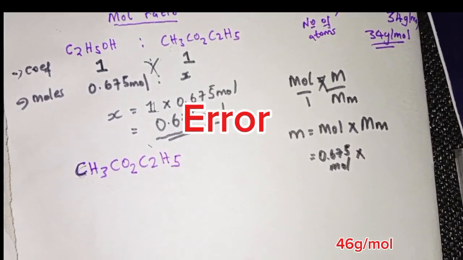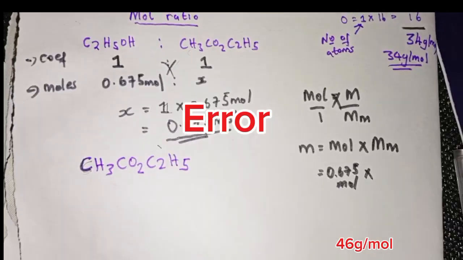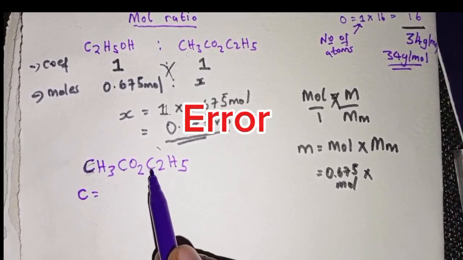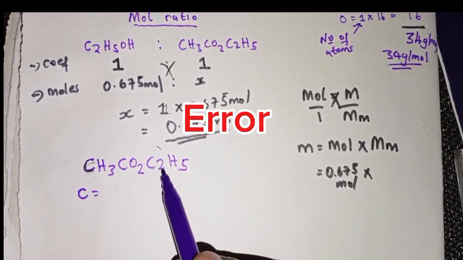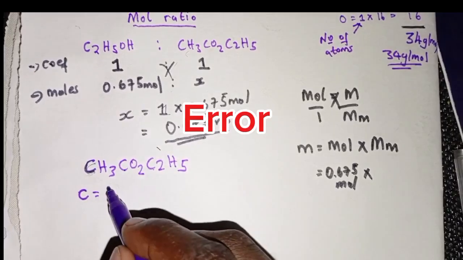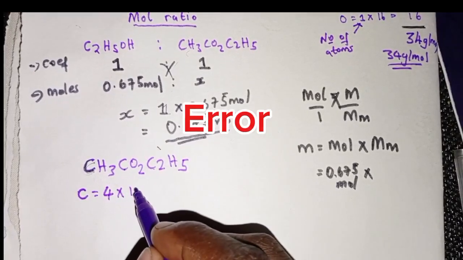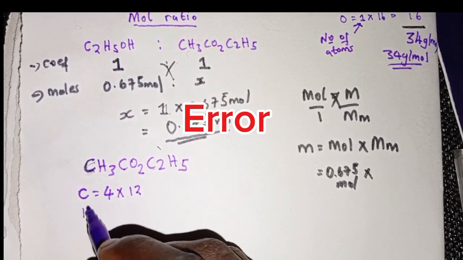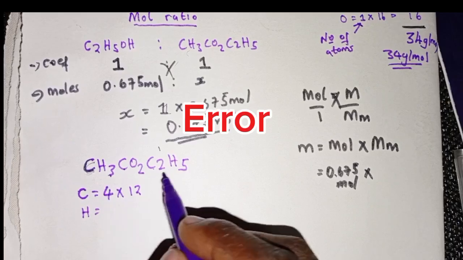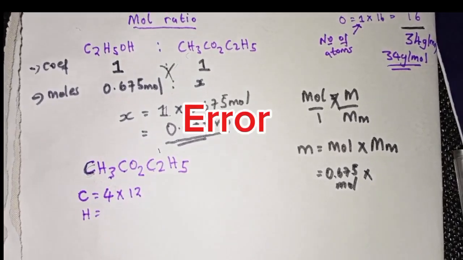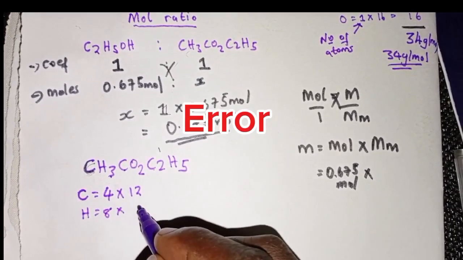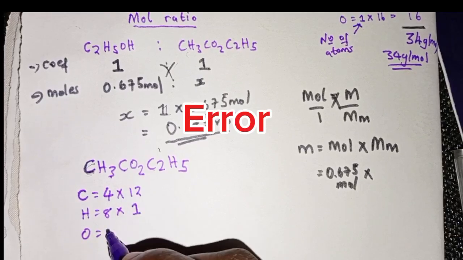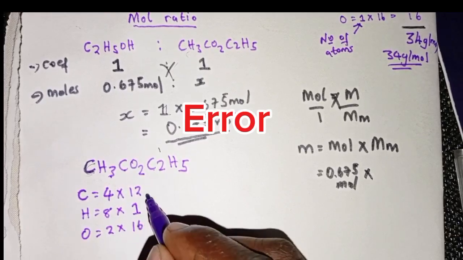So you count, you start with carbon, okay? So carbon, how many carbons are here? 1, 2, 3, 4. So why am I counting this twice? Because of the 2 here. So 4 multiplied by their mass number is 12. H, how many H? 3 plus 5. That's 8. What's the mass of hydrogen? 1. Then oxygen, 2. The mass is 16.